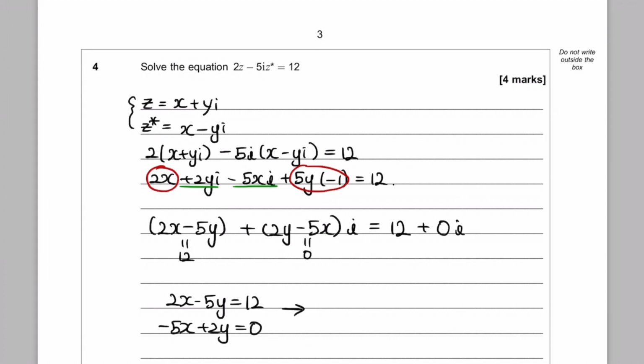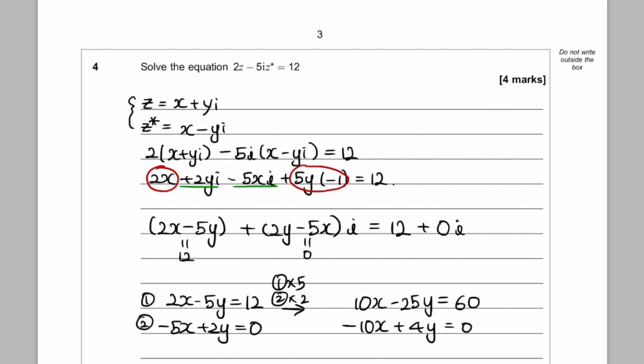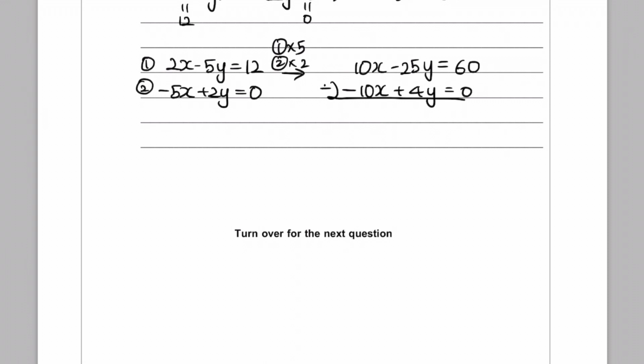So if you multiply 5 to your first equation and 2 to your second equation, then it becomes 10x minus 25y is equal to 60. And if you multiply 2, that becomes negative 10x plus 4y equal to 0. And then you add the two equations together to make minus 21y is equal to 60. So your y is 60 over minus 21. If you divide by 3, it's minus 20 over 7.